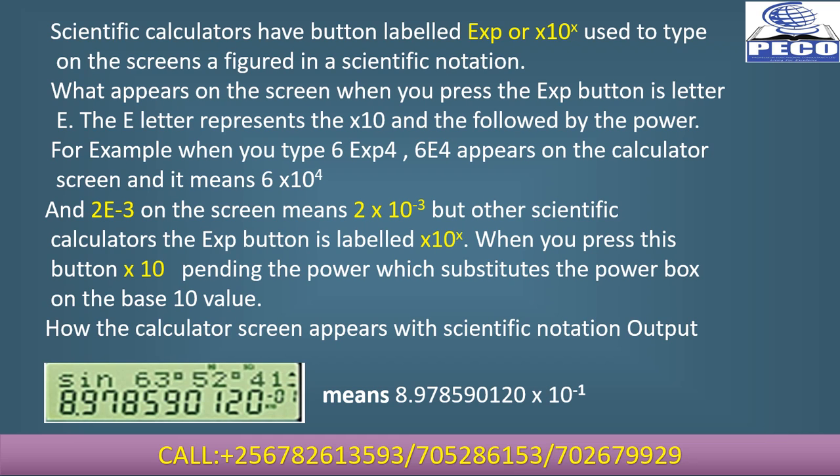I hope you have understood the scientific notation on the calculator. You can practice multiplying big numbers using scientific notation and see what appears on the calculator. I leave you to practice that because you will do it more often with the numbers we shall meet later.